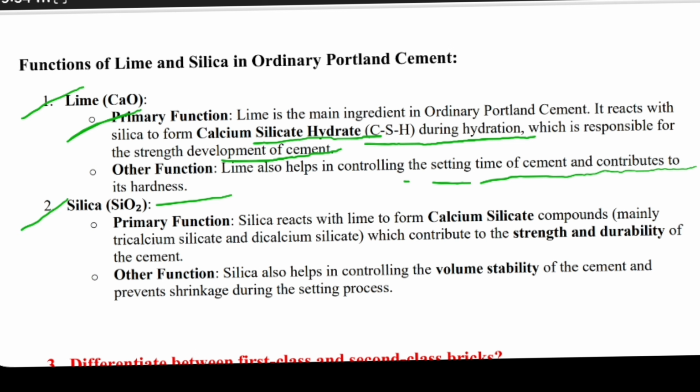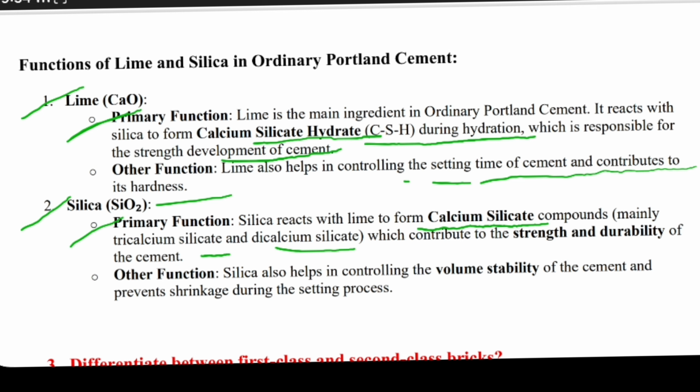Coming to silica, SiO2, what is the primary function of the silica? When silica reacts with the lime present in the cement, you get a calcium silicate compound. Mainly it may form tricalcium silicate or dicalcium silicate. These are the two types of silicates which are formed when lime reacts with silica.